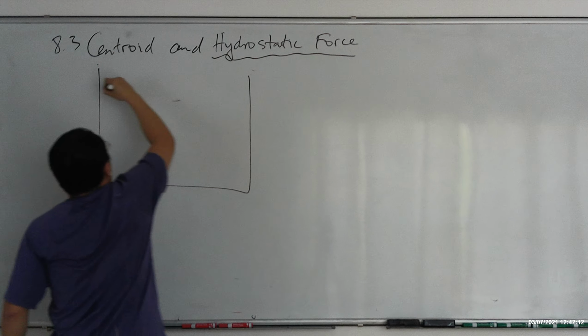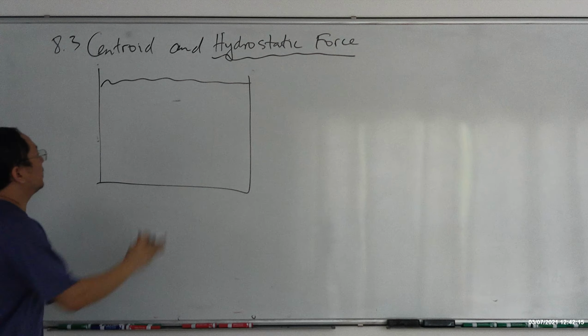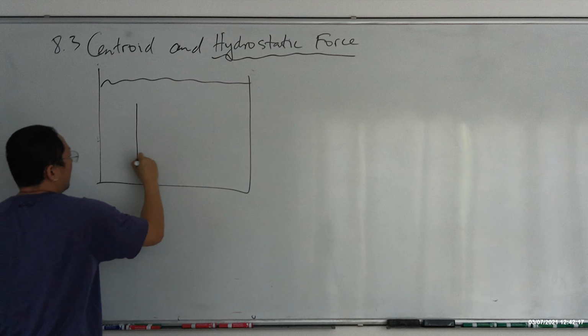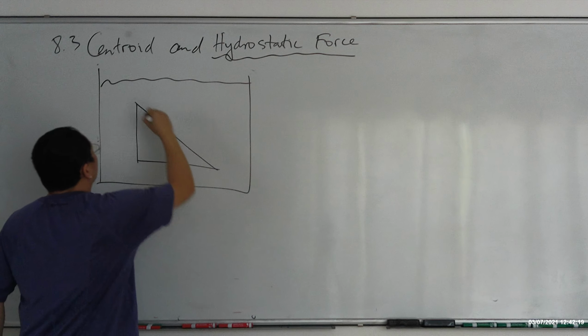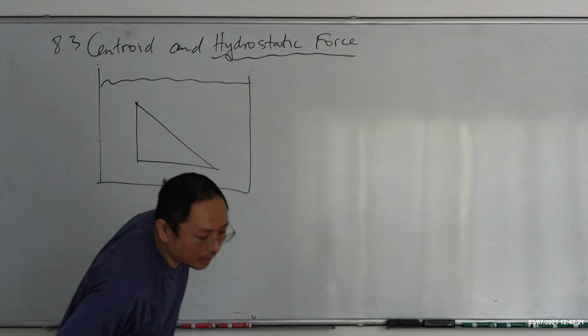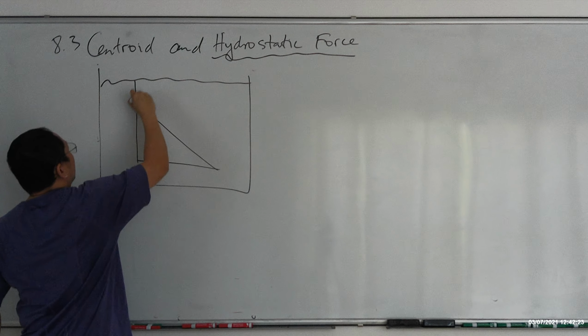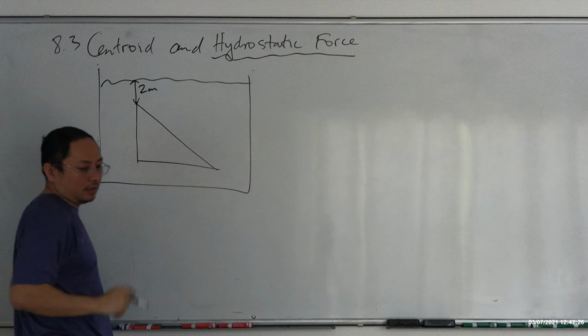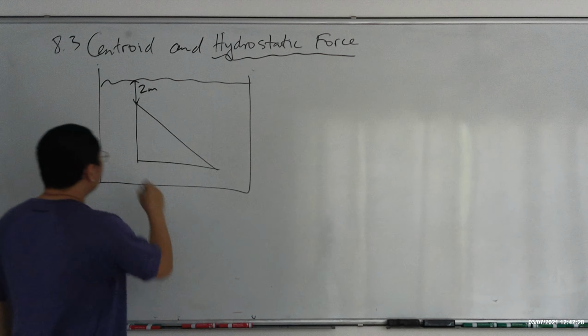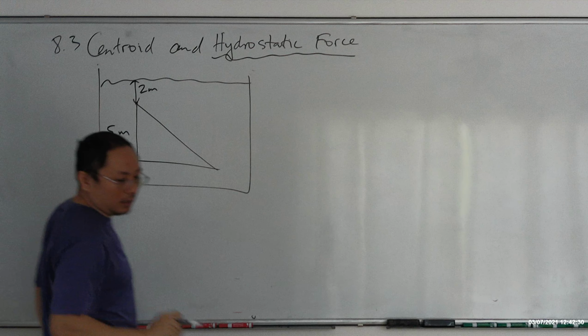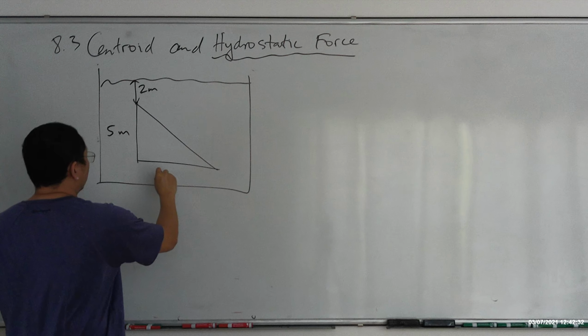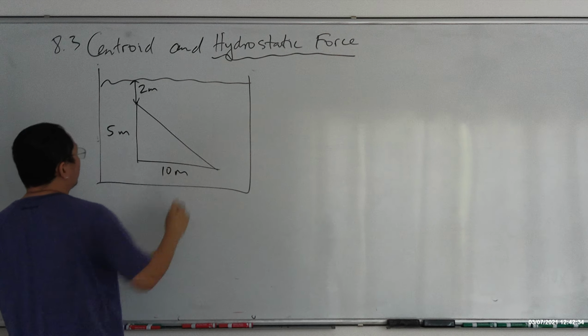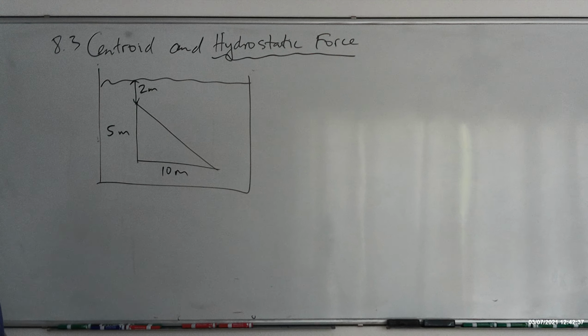We have a container of water, and we have a triangle inside. Okay, this way, and this is say 2 feet in the book. Let me change to 2 meters. Okay, and this is 5 meters, and this is 10 meters. So you see that you have a right triangle with measurements that way. And the question asks you, find the hydrostatic force applied to that plate if you immerse it into water that way.